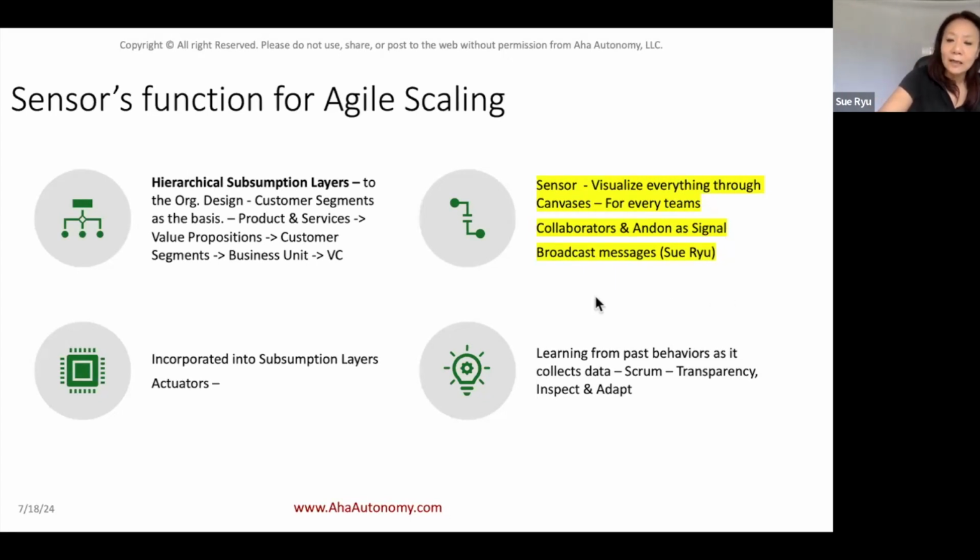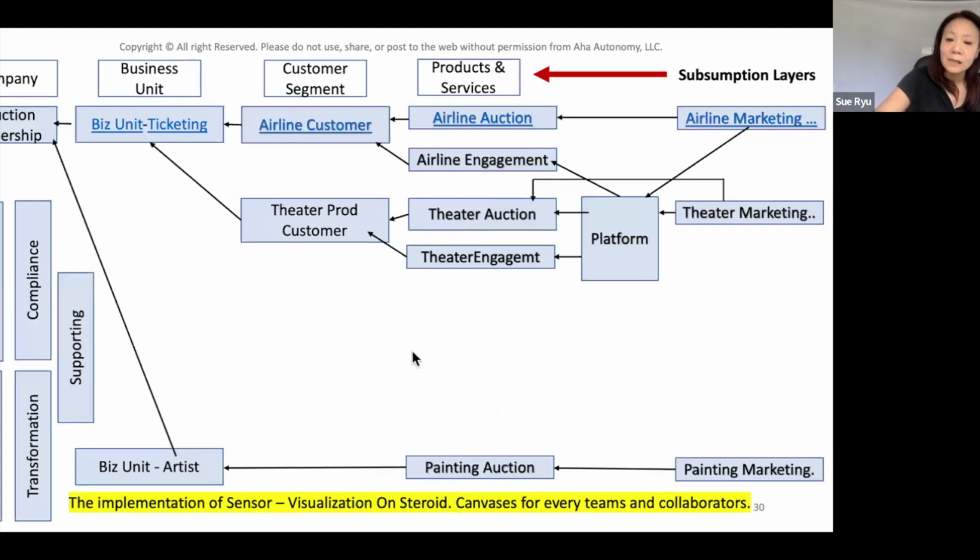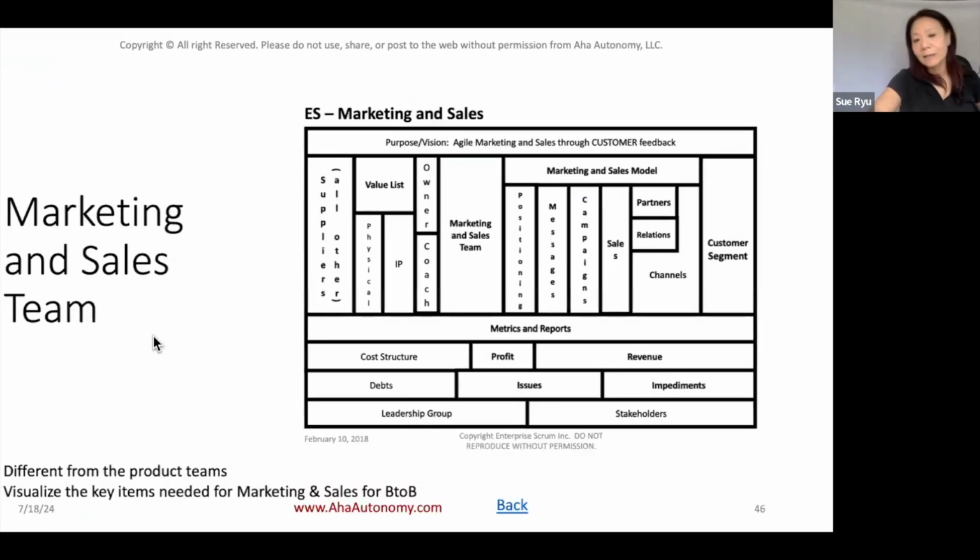So let's take a look at how this is implemented, what kind of canvases you might look at. For instance, let's look at what kind of canvas you might have for our airline marketing team. For the marketing team, this is something they will be working off. Again, this is just a template, and you can monitor and make a change. If you look at the marketing team and sales team, they will look at things like their positioning, messaging, campaigns, and things like that.